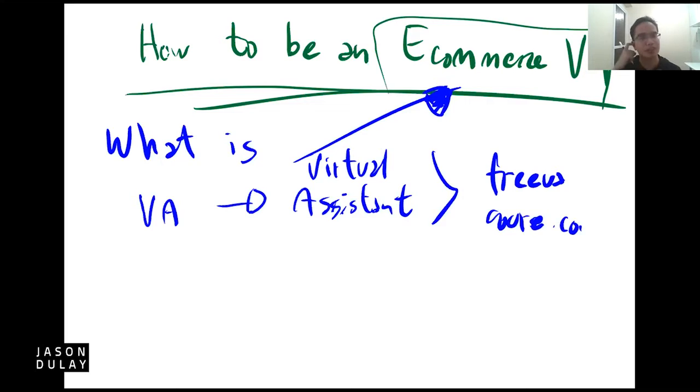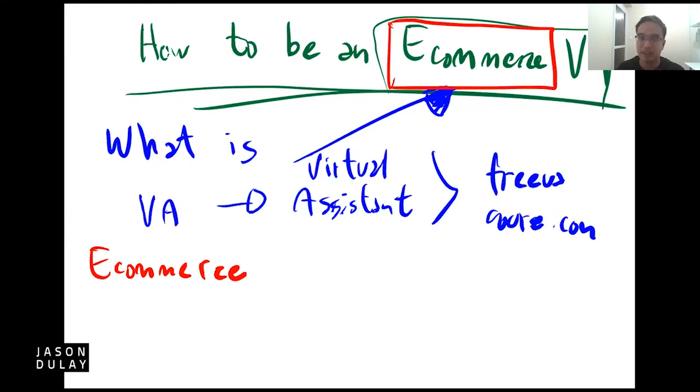So that's what a virtual assistant does. Now, the difference between an e-commerce VA and a regular VA is just this one single word, e-commerce. We have that word before the VA. So what is e-commerce anyway? Well, e-commerce is the online version of buying and selling.